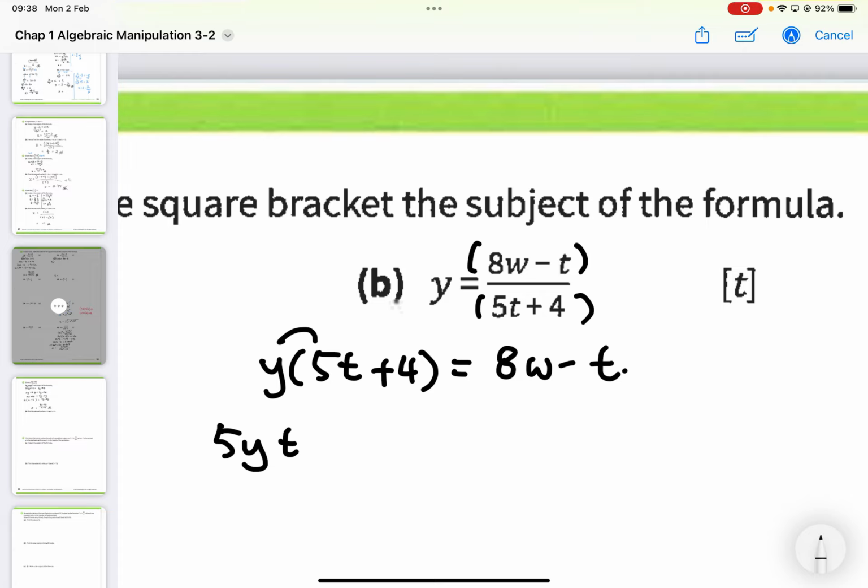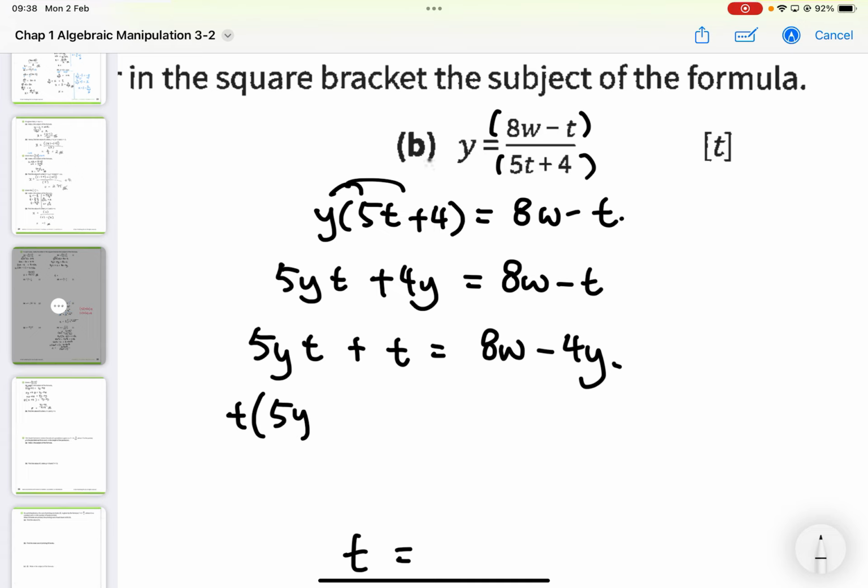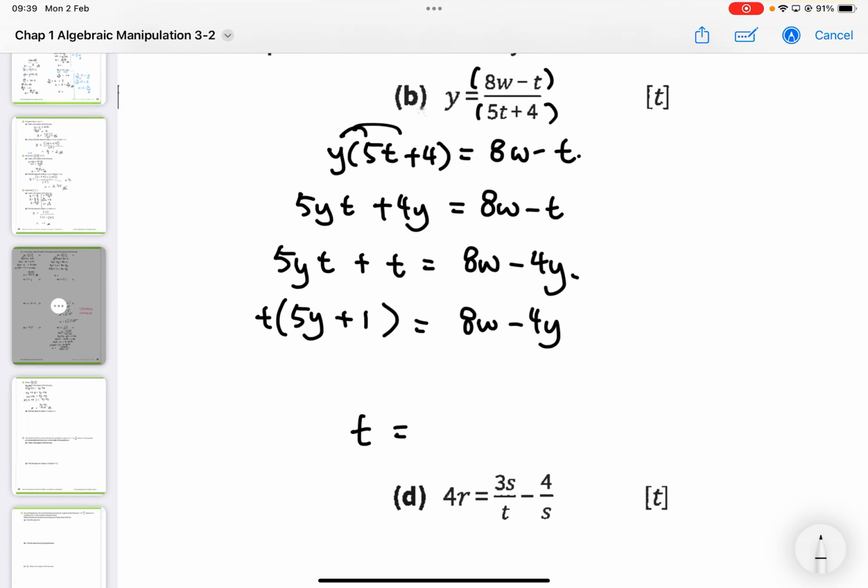5 times y times t. 4 times y. Then what I want is t. So I want to look at where are the terms that contain t. This one got t. This one no t. No t, got t. Put all those with t together. Plus t. Then, also same, factorization. Then dividing both sides by the entire bracket.